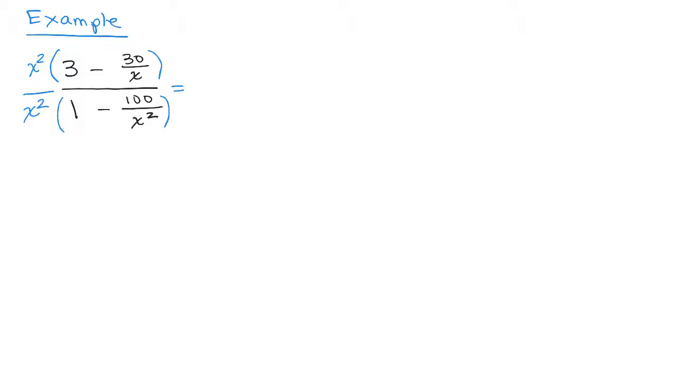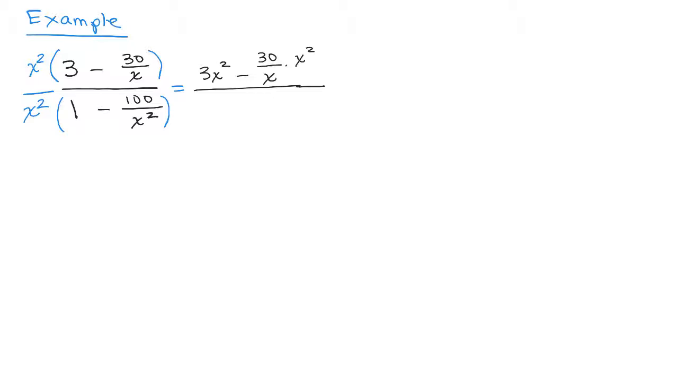So we have x squared times 3, which is 3x squared. There's nothing to cancel there because it wasn't a fraction. The 3 was a whole number. And then we have minus x squared times 30 over x. Now, it doesn't matter if you write the x squared in front of the fraction or after it. Just to show you it doesn't make any difference, I'm going to write it as 30 over x times x squared. You could do it either way.